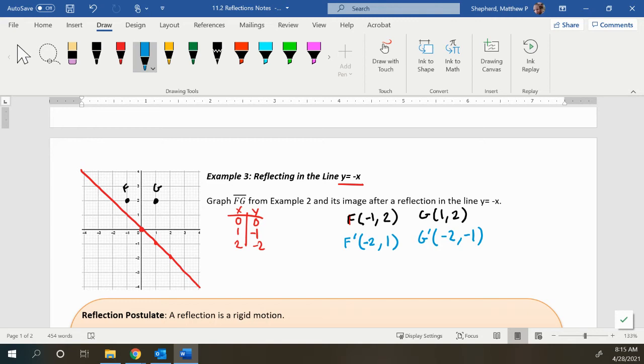Switched places, switched signs. And let's go ahead and look at that. So (-2, 1) and (-2, -1). So f prime, G prime. And then look, if we also do our diagonal perpendicular line, down a half, backwards a half, down 1.5, backwards 1.5. So still perpendicular, still the exact same distance, but we didn't even need to draw the lines if we remember those rules about how it can change.